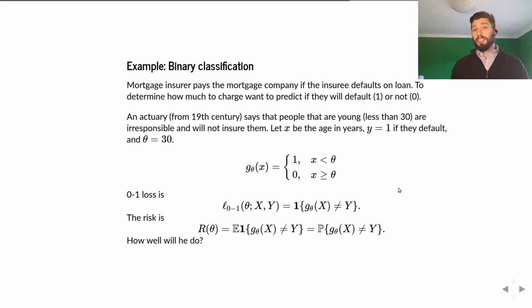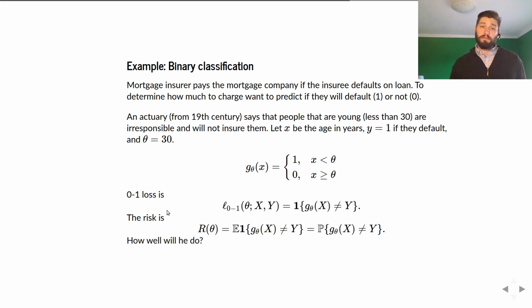So this actuary is predicting default. Just to recap, is predicting that this person defaults if their age is less than 30 or not. Now we get to see whether they actually did default or not. And if they're wrong, then we give them a loss of 1. If they're not wrong, then we give them a loss of 0. And that's what this indicator says: it evaluates to 1 if their prediction doesn't match the actual response.